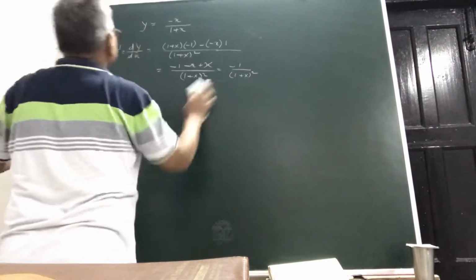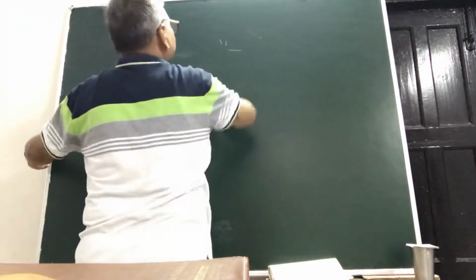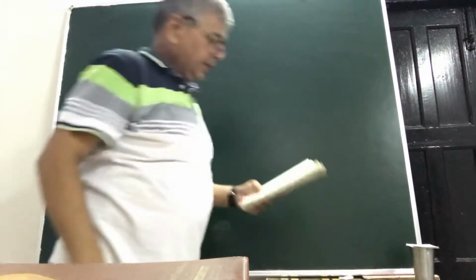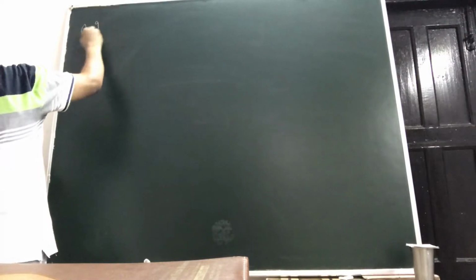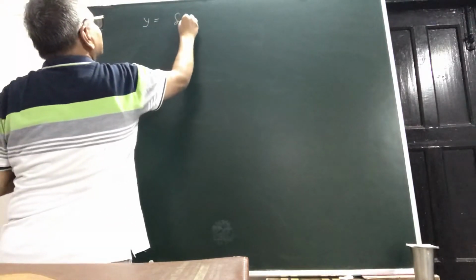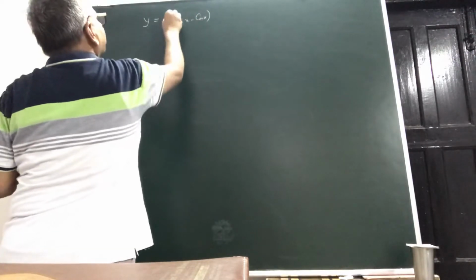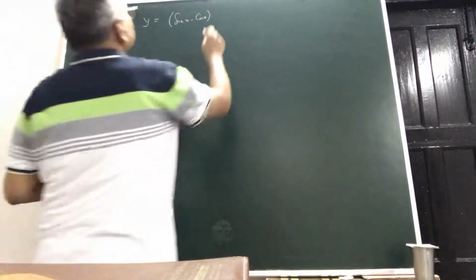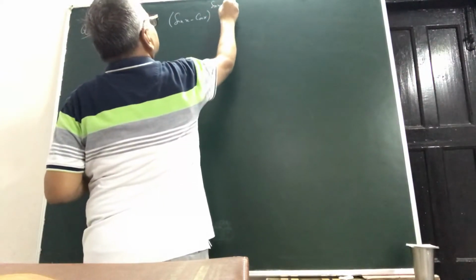And I am being further told that there was some mistake which we made in the solution of one particular question, and that was question number 9. We will revisit it and I will tell you where we went wrong. It is y is equal to sin x minus cos x raised to the power, how much? The same thing, sin x minus cos x.